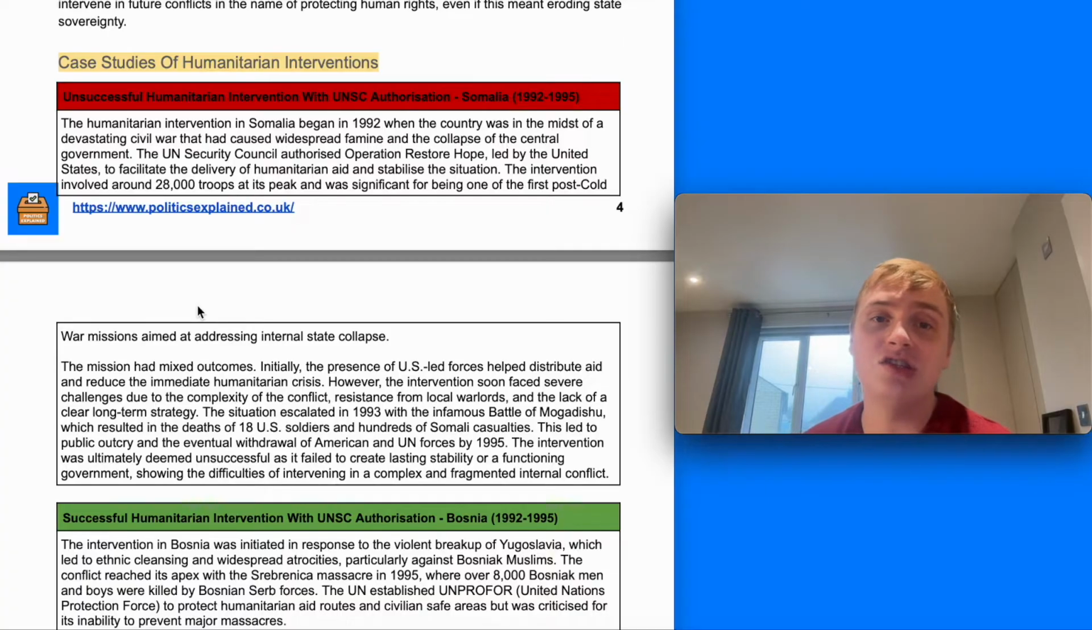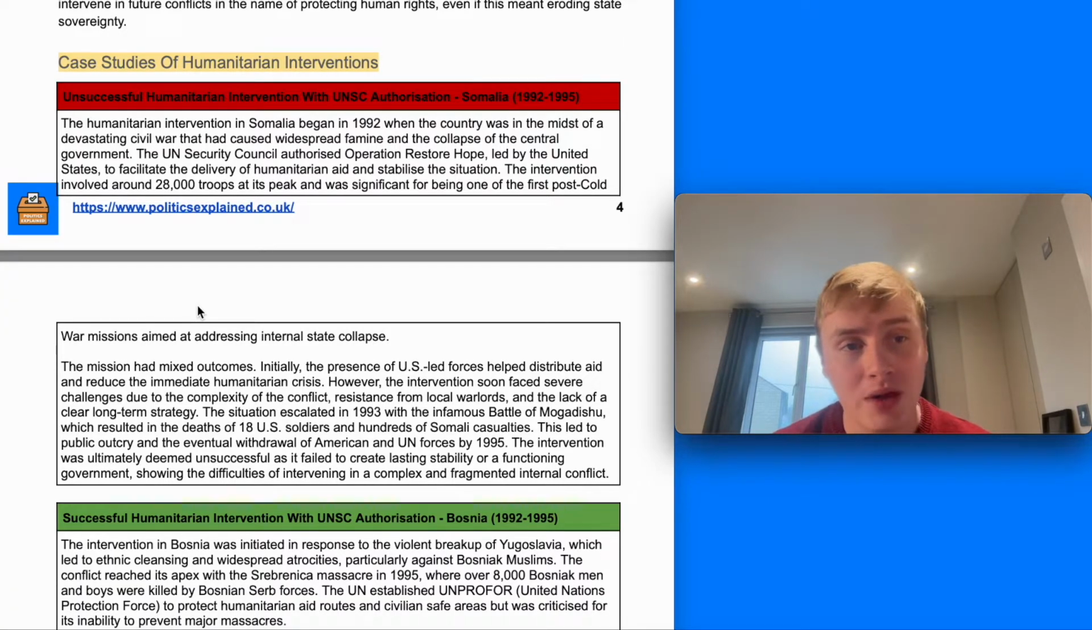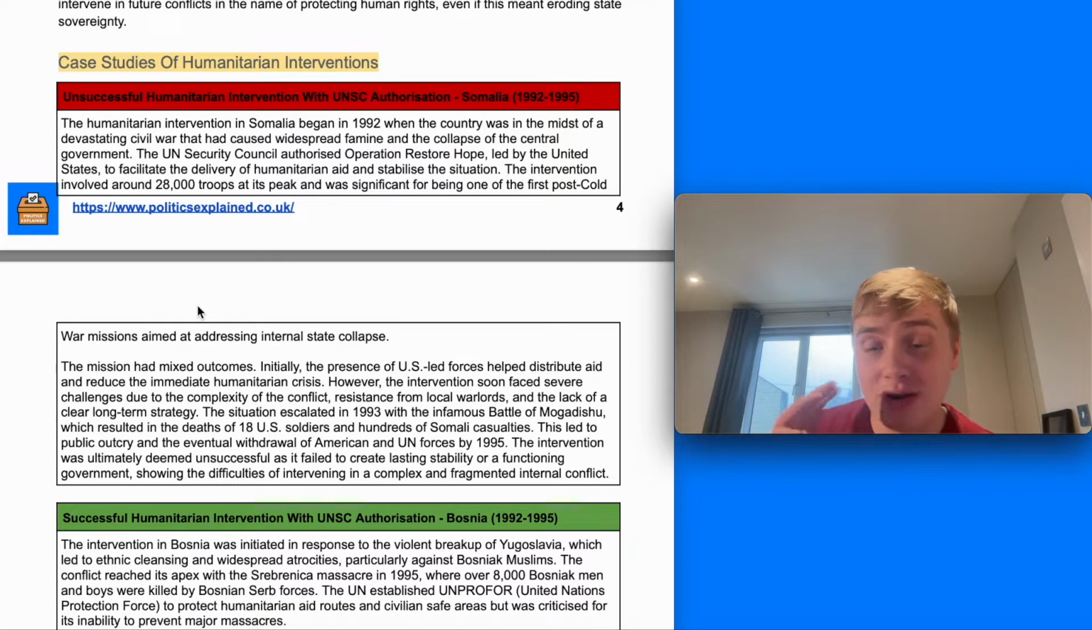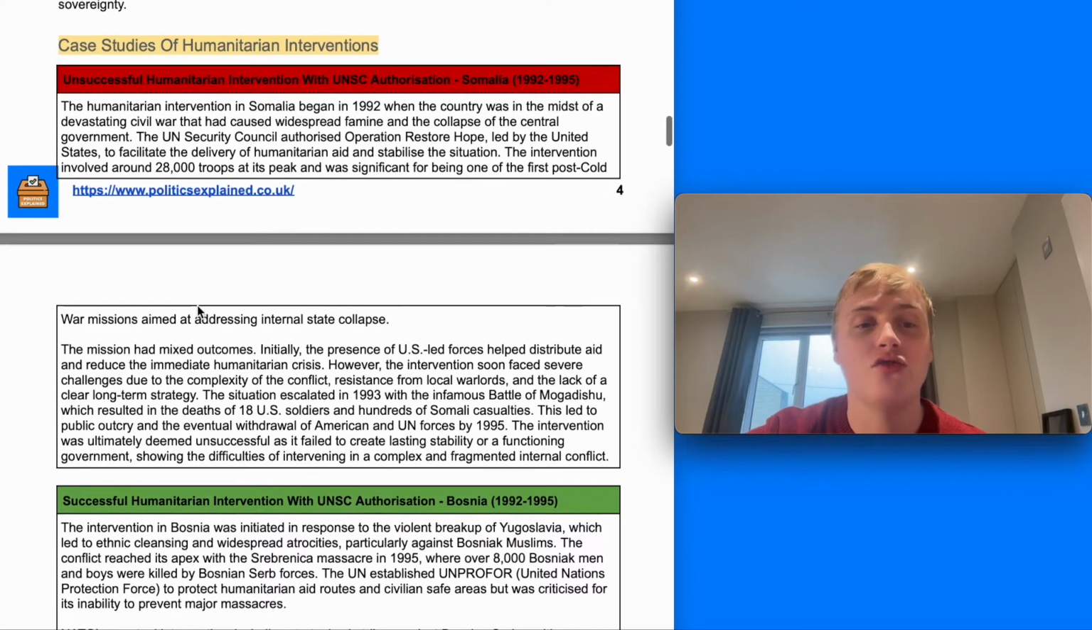It began in 1992 when the country was in the midst of a civil war, which caused widespread famine and the collapse of central government. The UN Security Council authorised Operation Restore Hope, led by the United States, to facilitate humanitarian aid and stabilise the situation. It involved around 28,000 troops at its peak and was significant for being one of the first post-Cold War missions aimed at addressing international state collapse. It really had mixed outcomes.